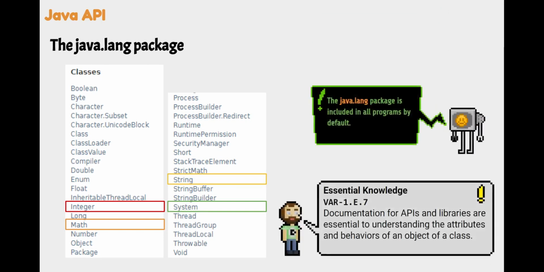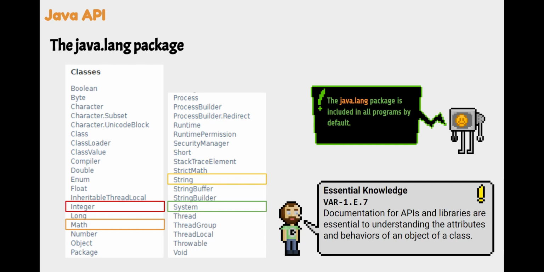So the java.lang package is included in all programs by default. So even though Java has access to all of these classes, it doesn't include all of them in every single program that you write. You need to tell your Java program which package you want to include, except for this java.lang package. It's included in every program that you write. This aligns with our essential knowledge. Documentation for APIs and libraries are essential to understanding the attributes and behaviors of an object of a class.